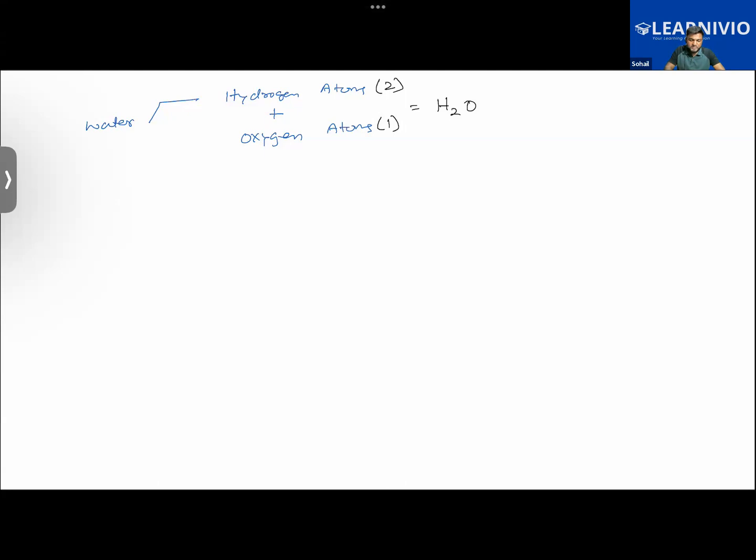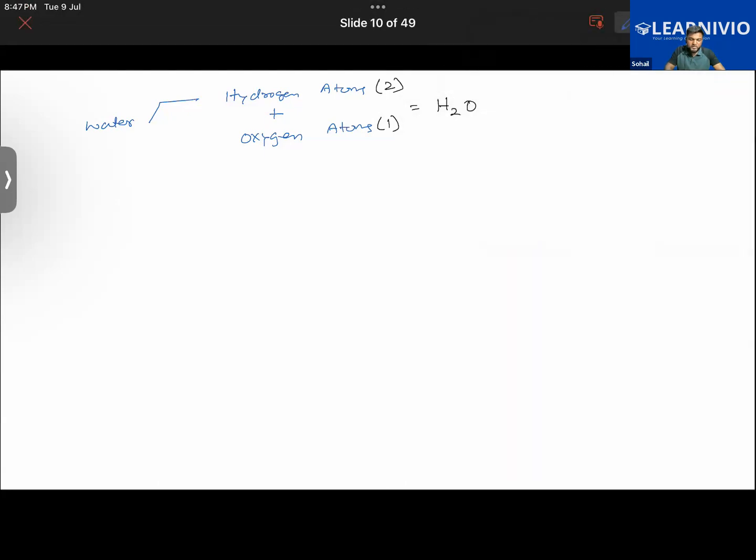Sir, what exactly is two? Two here represents the number of atoms. You would be having two hydrogen atoms, one hydrogen atom and another hydrogen atom. Both of them will join together with one oxygen atom. Got this now? So water is represented as H2O. That is the chemical formula of water.